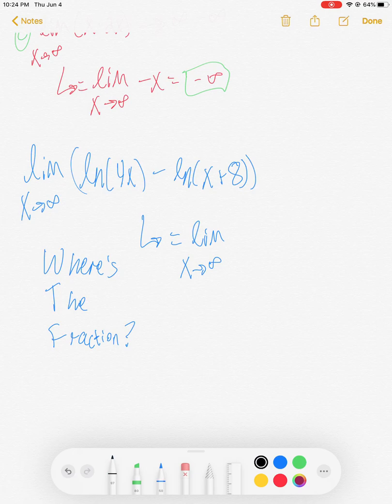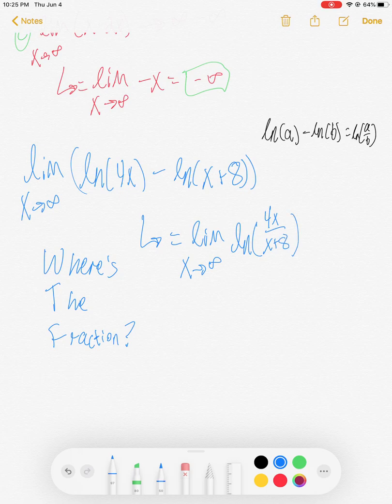Right? Don't I need a fraction? I can't take the derivative of the numerator and the denominator if I don't have a numerator and denominator. Excellent question. And observe, we can use our fancy logarithm rules. So recall that ln A minus ln B equals ln of A over B.